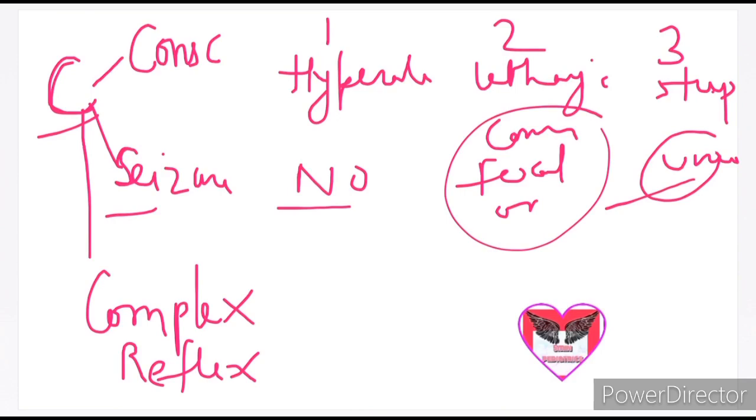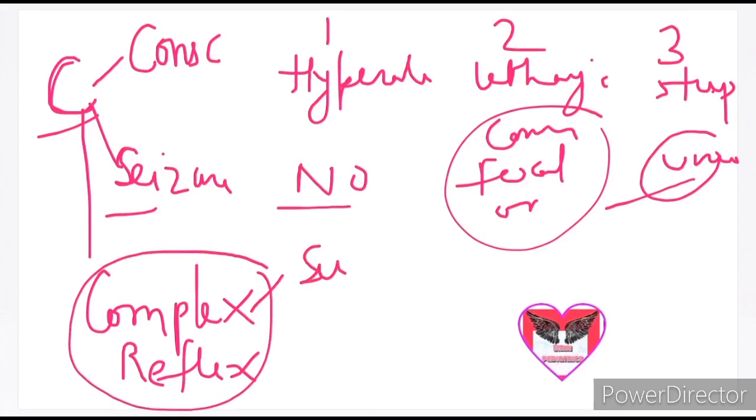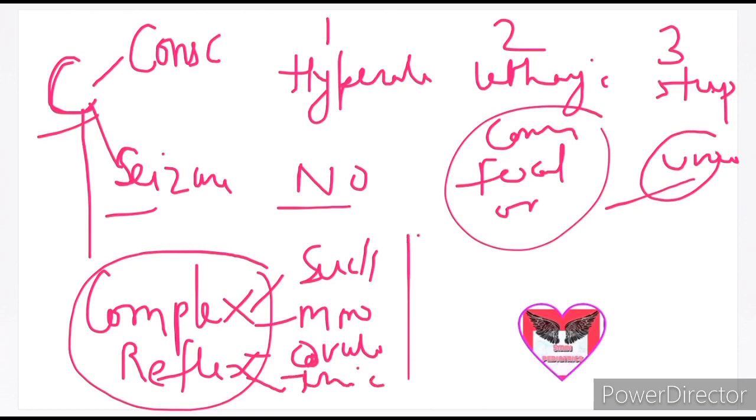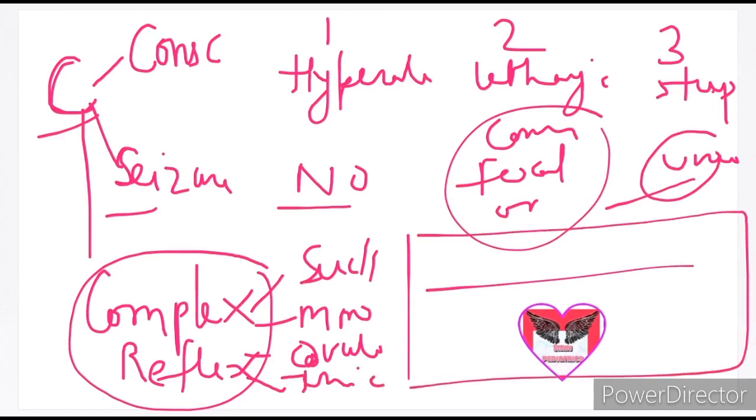Now we have complex reflex. Here we have suck, moro, oculovestibular and tonic neck reflex. All this you can check from the book. The video becomes too much lengthy.